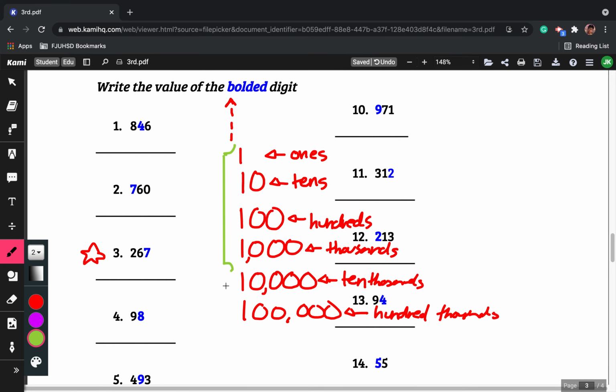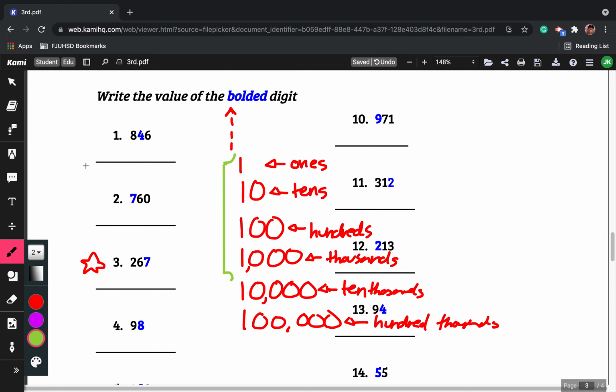So basically, let's write this in the number form. So let's start from thousands. I'm going to use an example of 1,234. So this is the thousands place. This is the hundreds. This is the tens. And this is the ones.